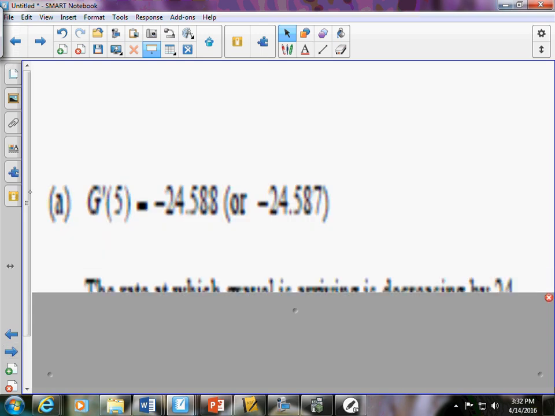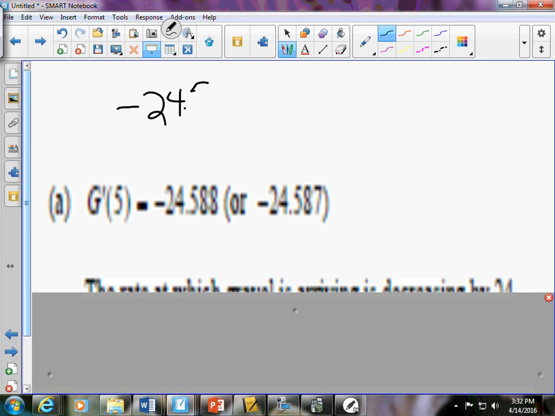Whoa, that's hard to see. Okay, I'll write what it is. It's negative 24.588.